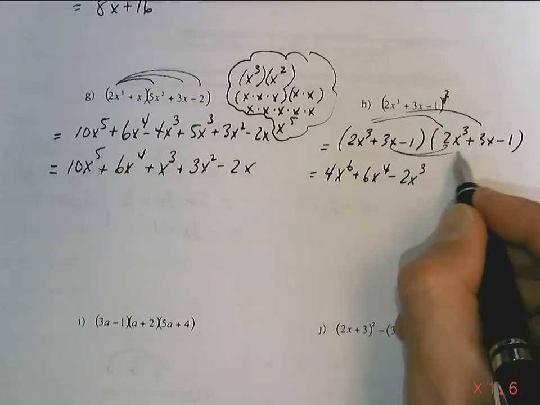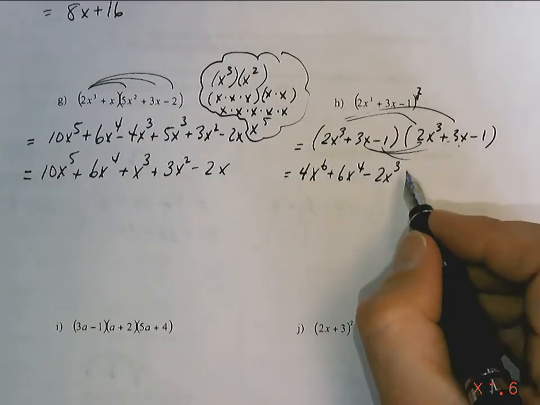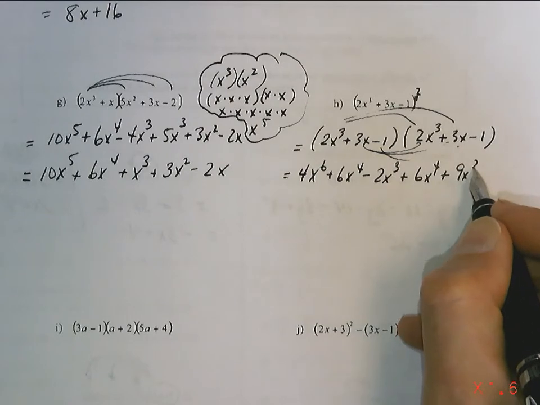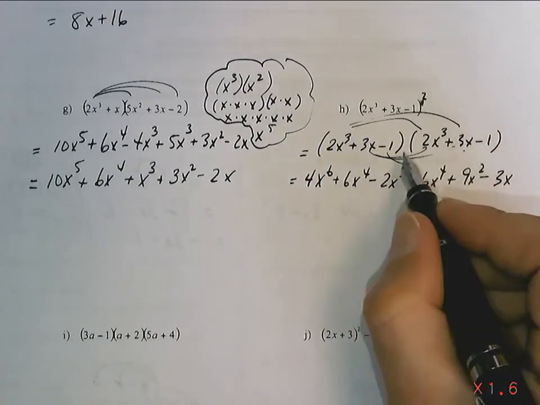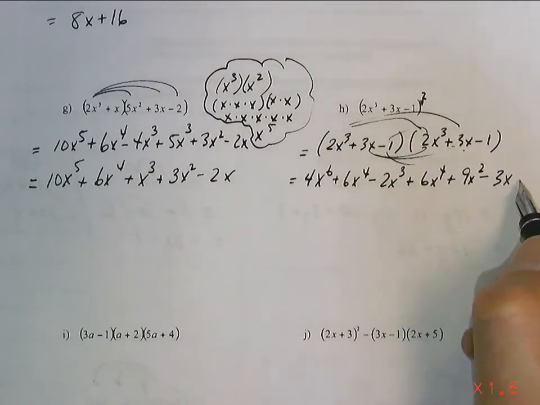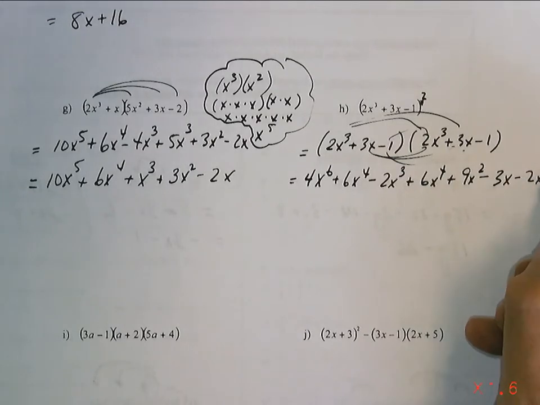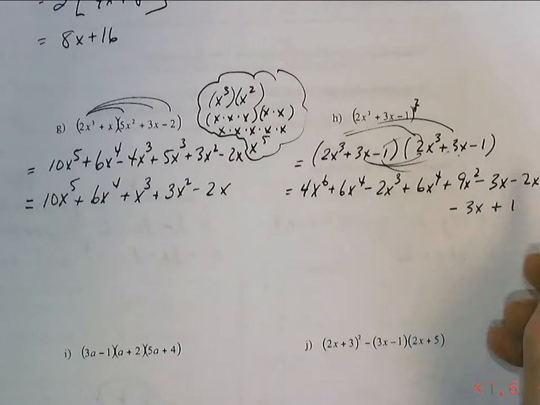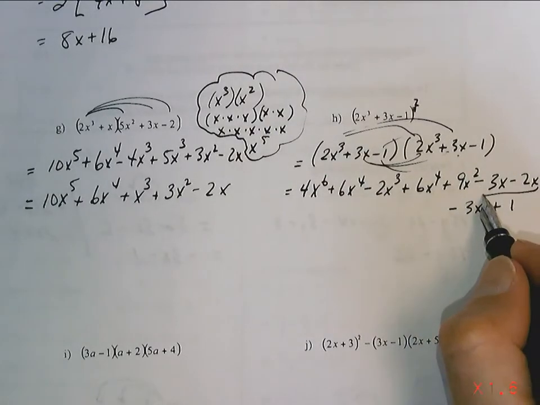Now I'll take the 3 over. Just be systematic about how you're doing it. Plus 6x to the 4 plus 9x squared minus 3x. And now the negative 1. So it's going to be negative 2x cubed, negative 3x plus 1. Negative times negative is plus. That's where you'll make a mistake.